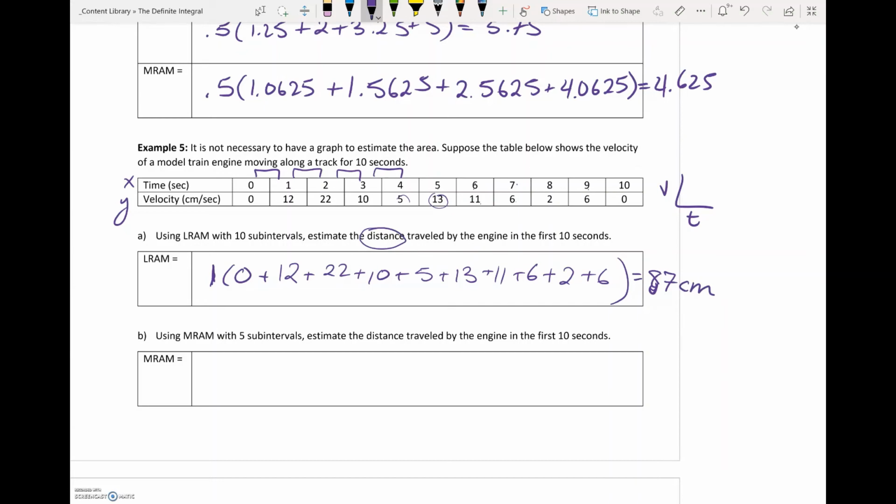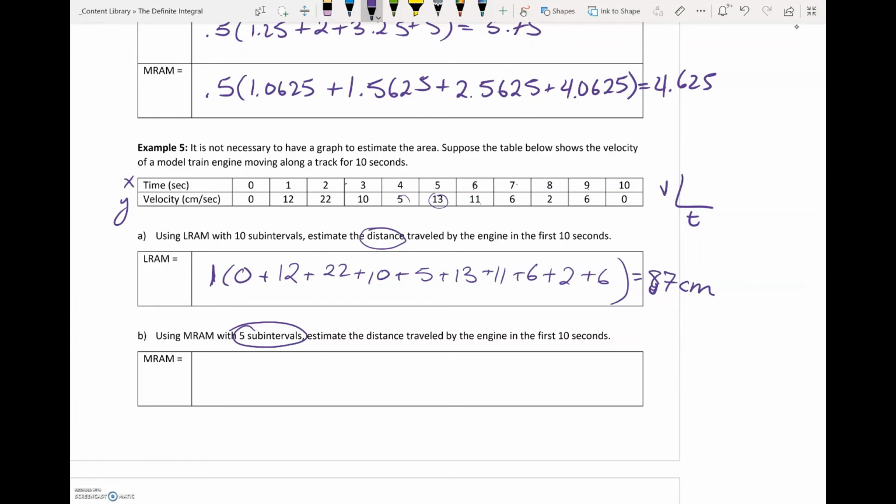Then for our MRAM, we're going to do something very similar, but in this case, we're going to do 5 subintervals, which means that I'm going to look at 0 to 2, and then 2 to 4, 4 to 6, 6 to 8, and then 8 to 10. And that will give us 5 subintervals. And we're going to take the middle value of each.